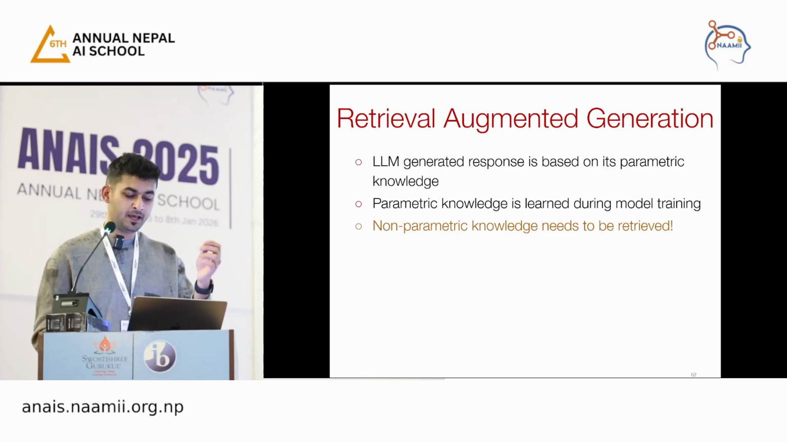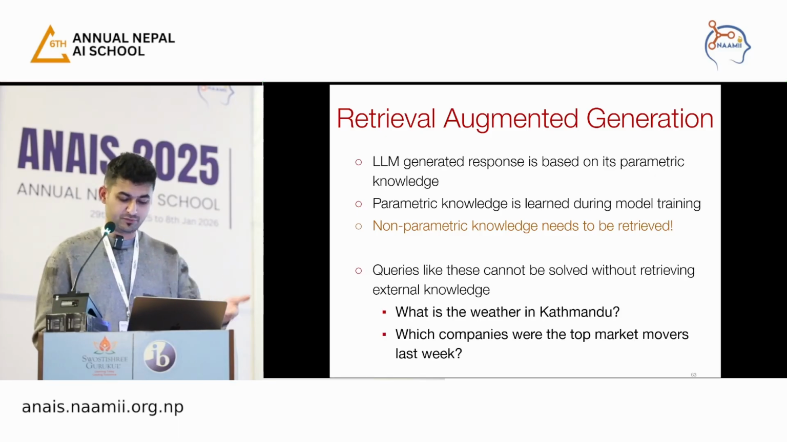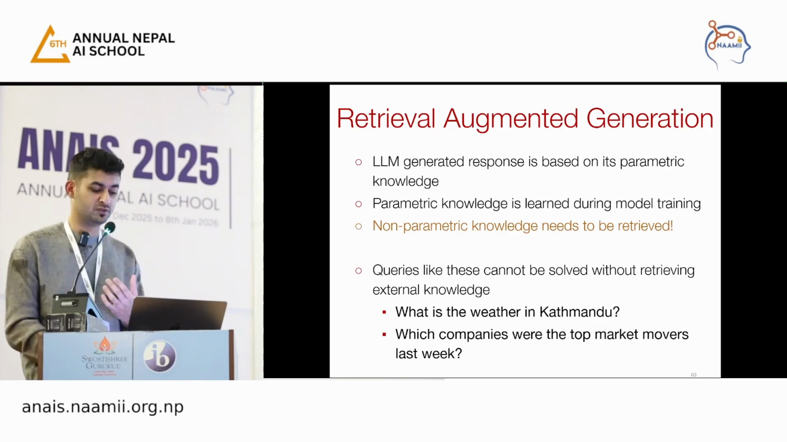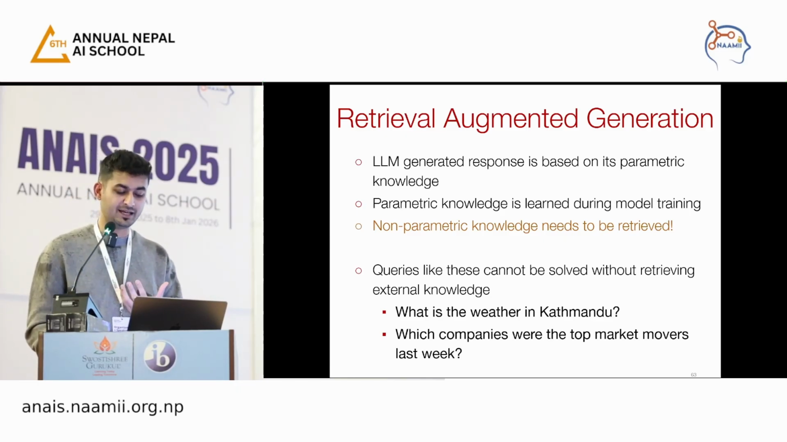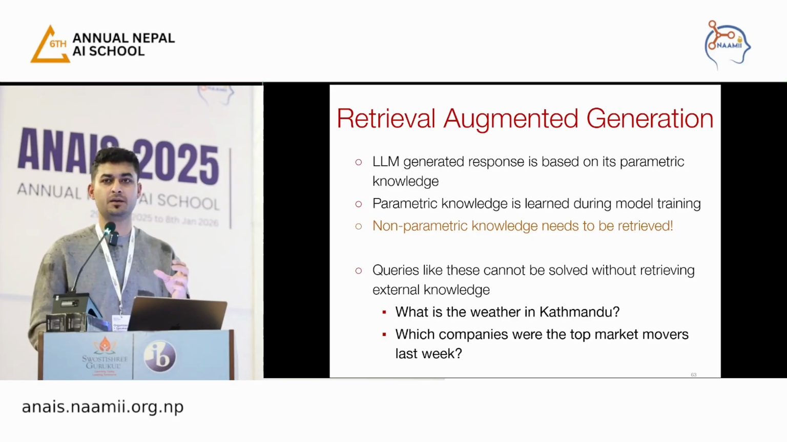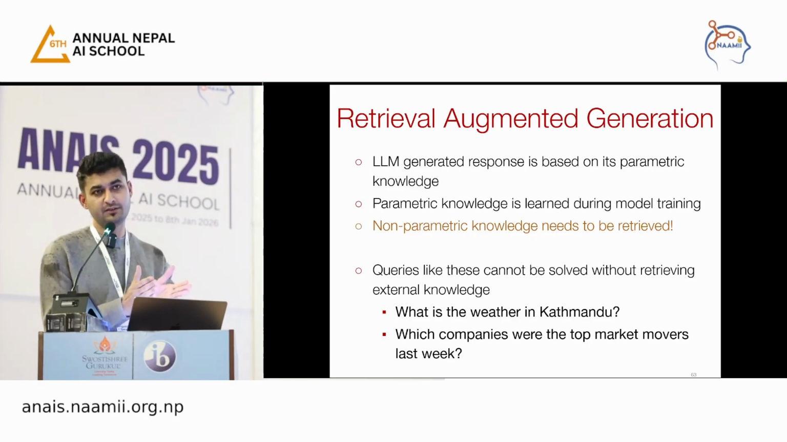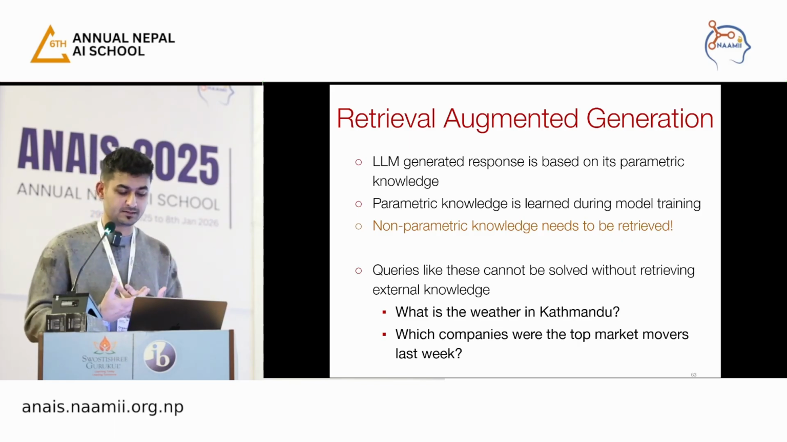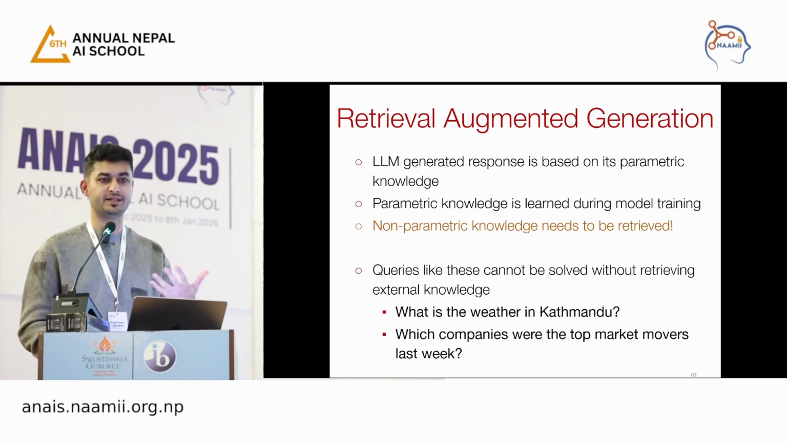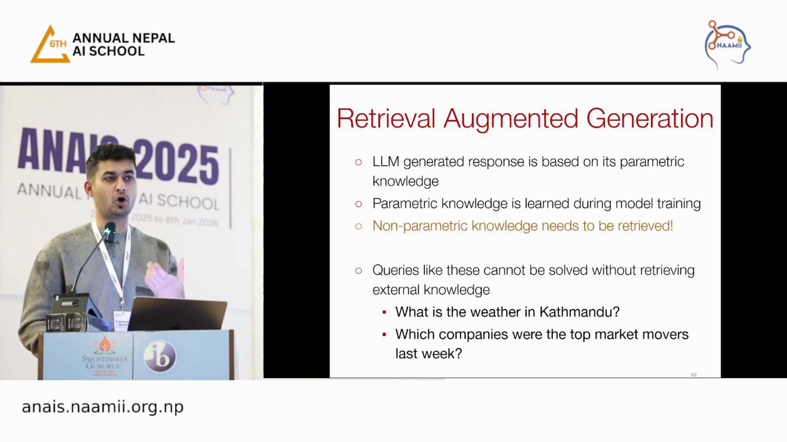Queries like, for example, which companies were the top market movers last week? These are non-parametric knowledge that must be retrieved, and LLMs standalone cannot solve it. It will give answers, but they will be just rubbish tokens. It won't be real answers. So to answer queries like these, we need a retrieval augmented generation system.